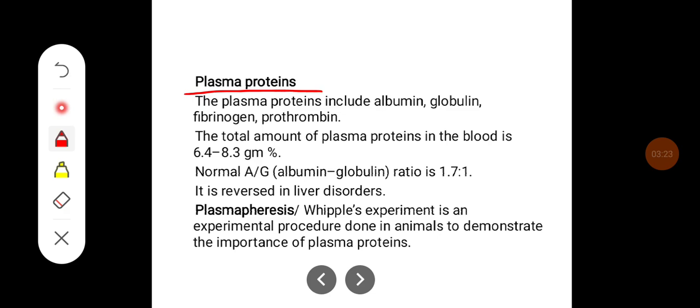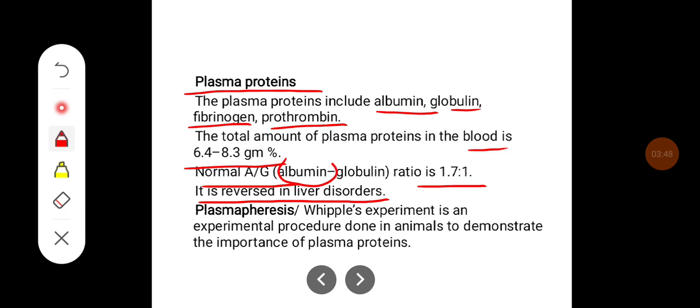Plasma proteins. Plasma proteins include albumin, globulin, fibrinogen, and prothrombin. The total amount of plasma protein in the blood is 6.4 to 8.3 gram per cent. And the normal albumin globulin ratio is 1.7:1. This ratio is reversed in case of liver disorders, as albumin synthesis is decreased in liver disease. Plasmapheresis or Whipple's experiment is an experimental procedure done in animals to demonstrate the importance of plasma proteins.